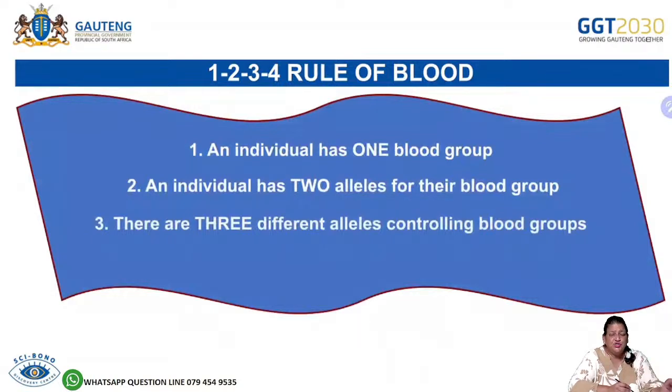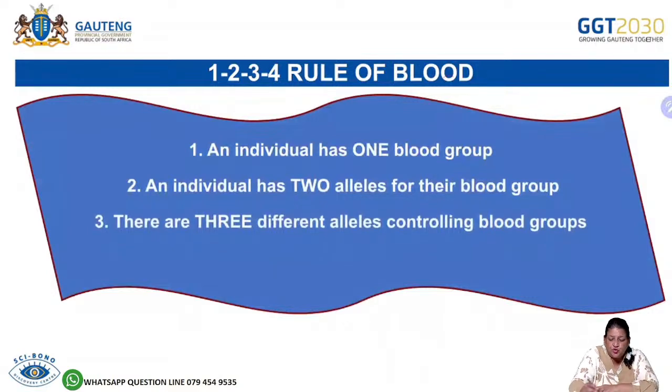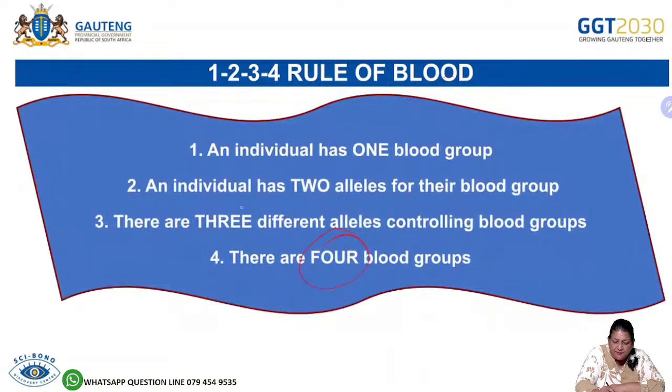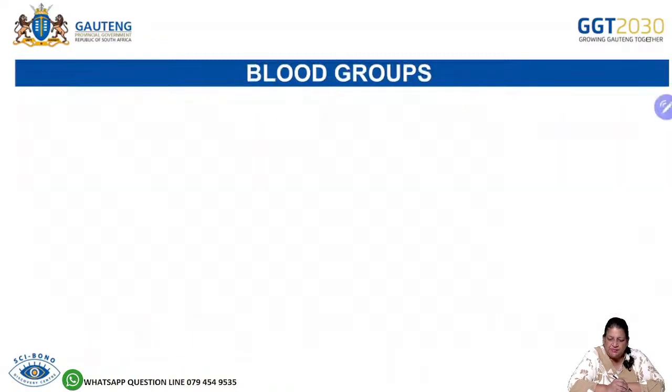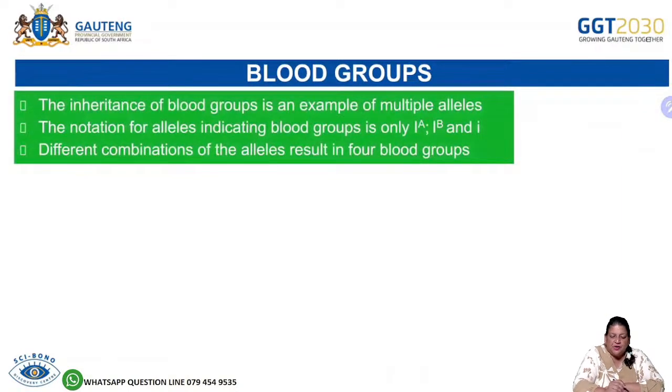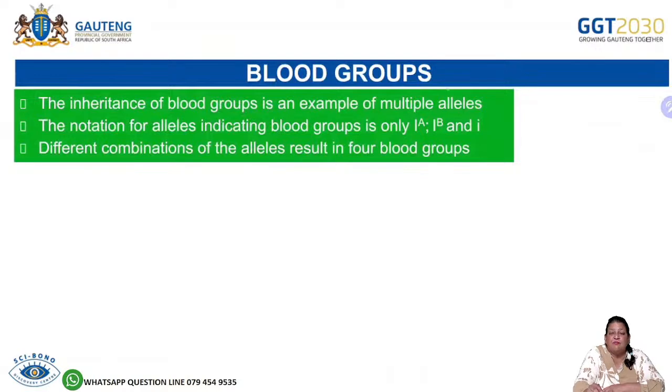And because there's more than 2 alleles, we say that blood groups is an example of multiple alleles. There are 4 blood groups, so we have 4 blood groups, but controlled by 3 alleles. So since the alleles are more than 2, we say blood groups is an example of multiple alleles. We're going to see the blood groups now. So, the inheritance of blood groups is an example of multiple alleles. Why? More than 2 alleles control blood groups.